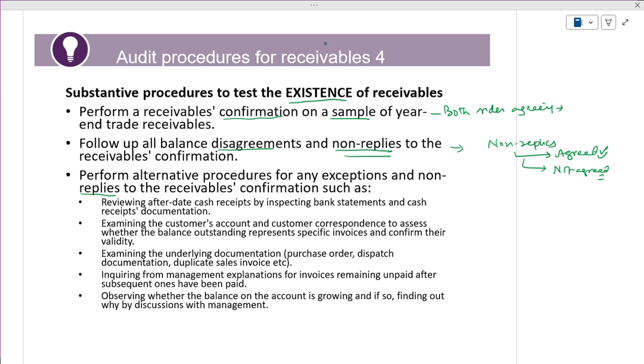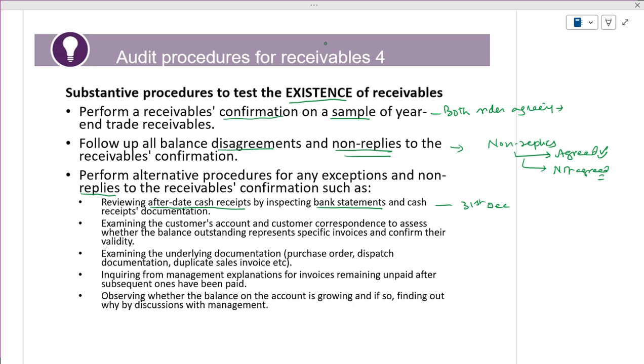Why are you not getting replies from the clients? Review any after-date cash receipts. You have to review whether we have received anything after December 31st. How are you going to do that? By inspecting the bank statements, or the cash receipt documents.